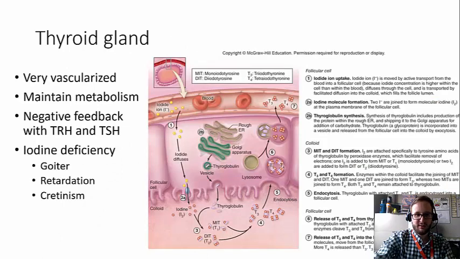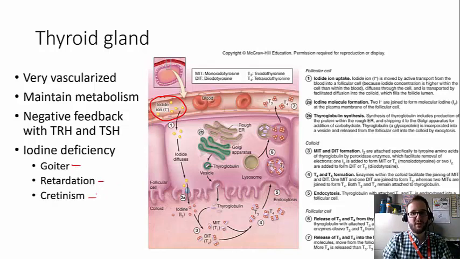So the thyroid gland is a gland that helps regulate your body's metabolism. In order to produce thyroid hormone, you need iodine. With an iodine deficiency, people can end up having retardation, cretinism, goiters, and so retardation and cretinism could occur for babies that are born without much iodine.